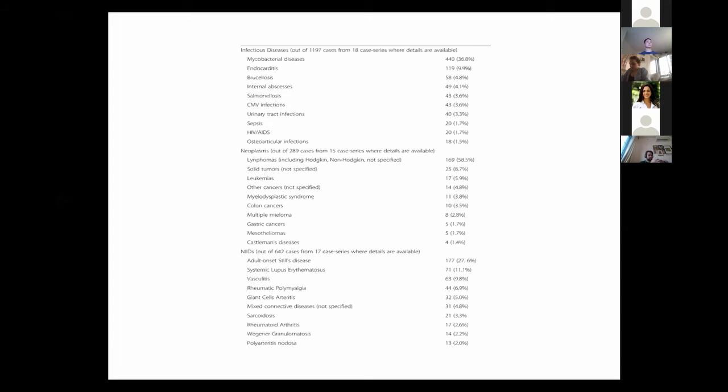And then in terms of specifics, infectious diseases, mycobacterial, so TB, far and away the most common, almost 37% of the infections, followed by endocarditis and brucella. As far as neoplasms, again, lymphomas predominated, almost 60% of neoplasms. And then non-infectious inflammatory diseases, adult onset Still's made up almost 30% of the cases, and then lupus coming in at around 11%.